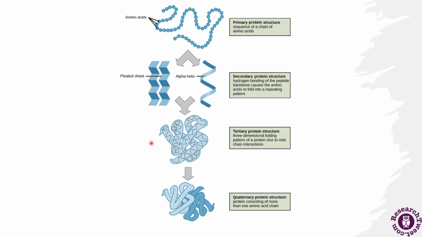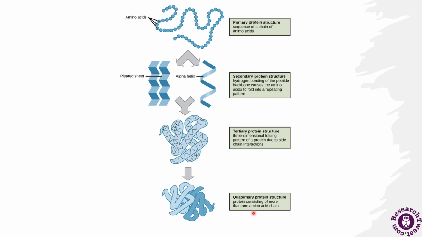So this is the summary of what we have studied till now. The primary protein structure is just a sequence of amino acids. Then comes the secondary protein structure, which has the alpha helix and the beta pleated sheets. There is hydrogen bonding of the peptide backbone, and it causes the amino acids to fold into a repeating pattern. Tertiary protein structure is the three-dimensional folding due to side chain interactions. So this is the tertiary structure.